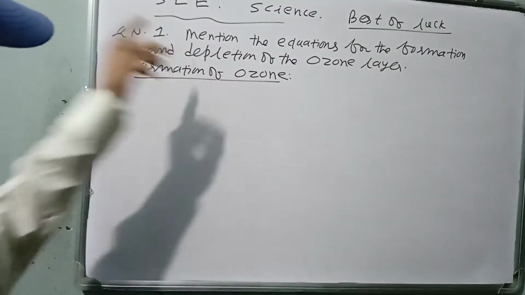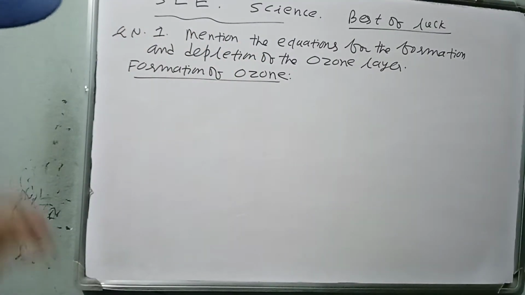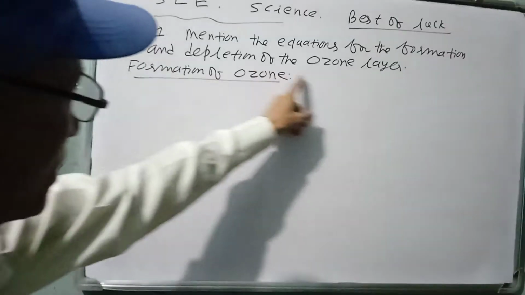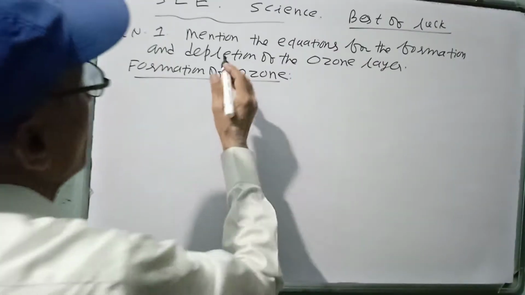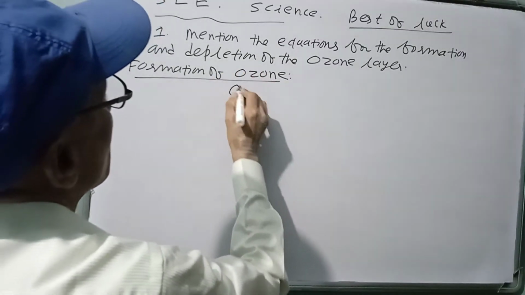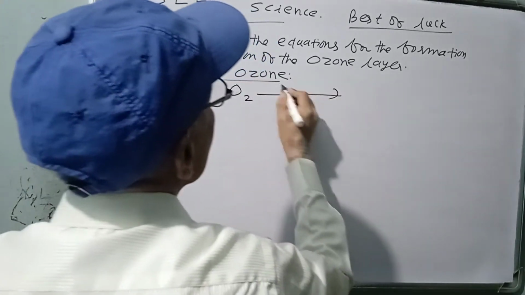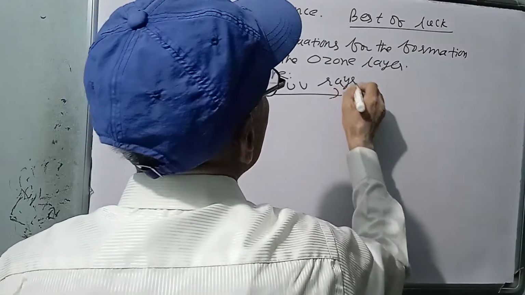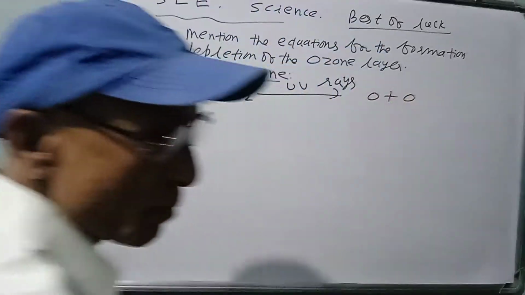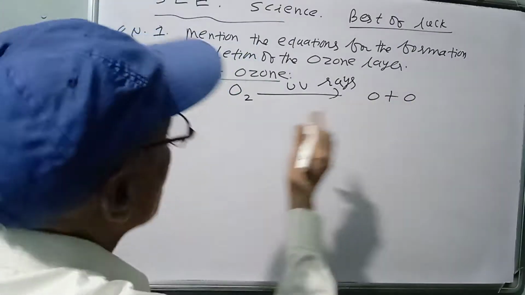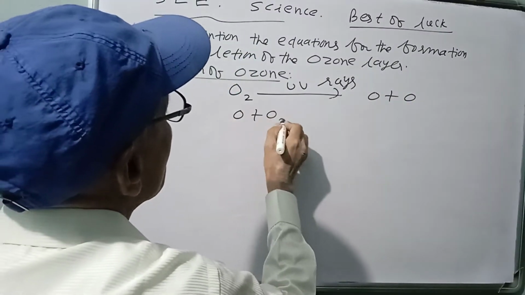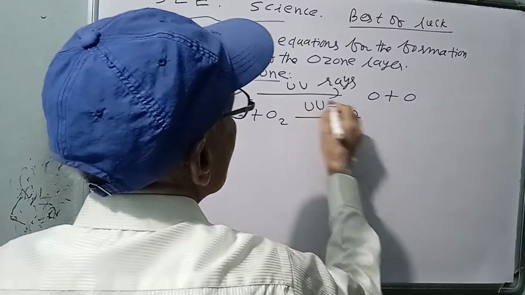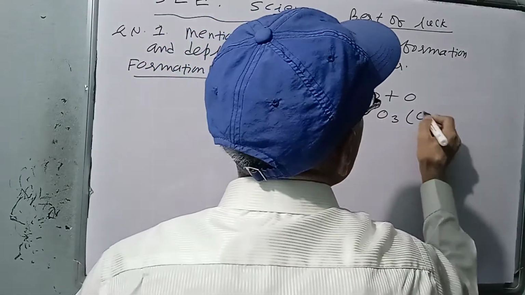Today, some questions. Question number one, mention some equations for the formation and depletion of the ozone layer. Formation of the ozone layer. First of all, oxygen gas, with the help of ultraviolet rays, breaks into oxygen atoms, O plus O. This oxygen atom combines with another oxygen atom and makes ozone.